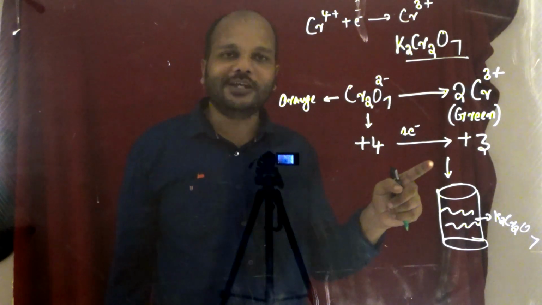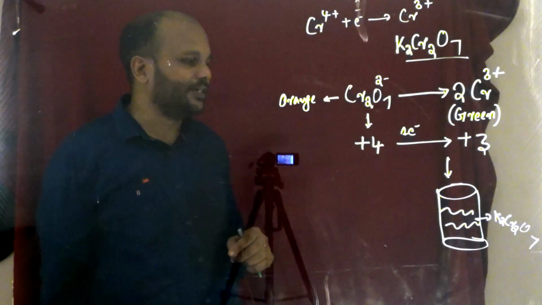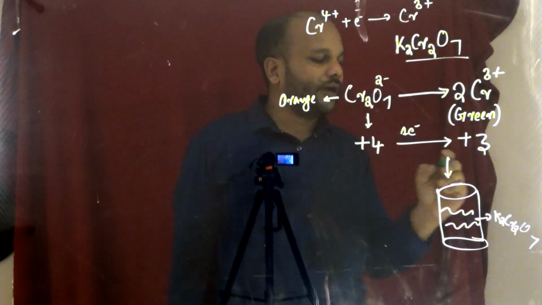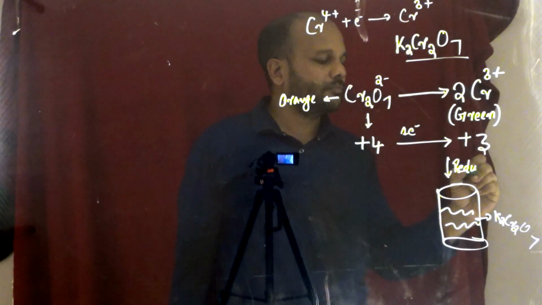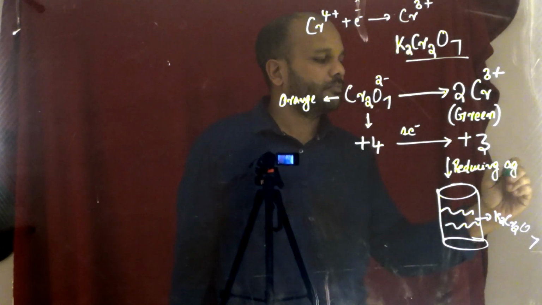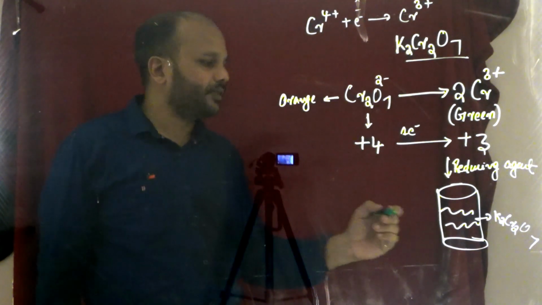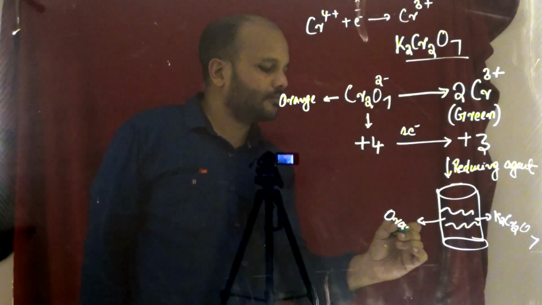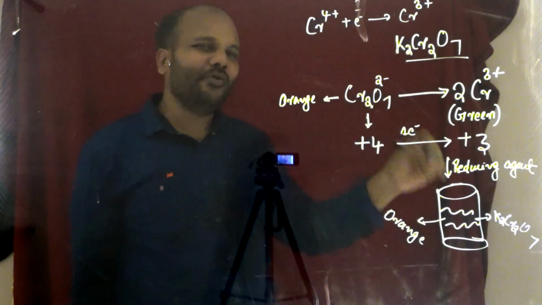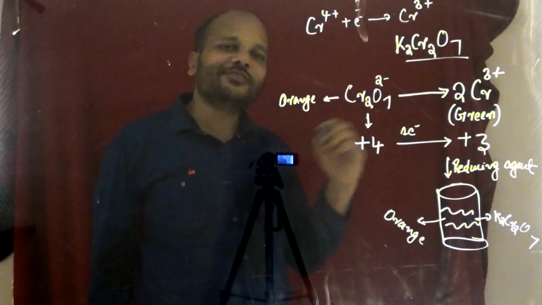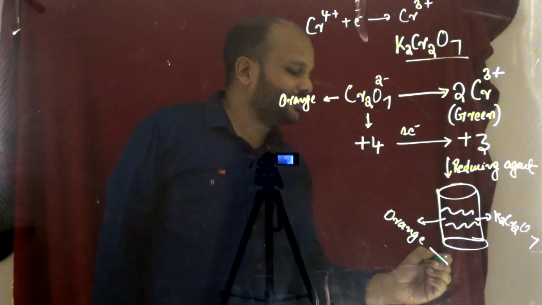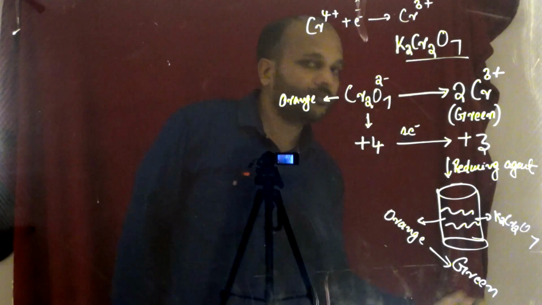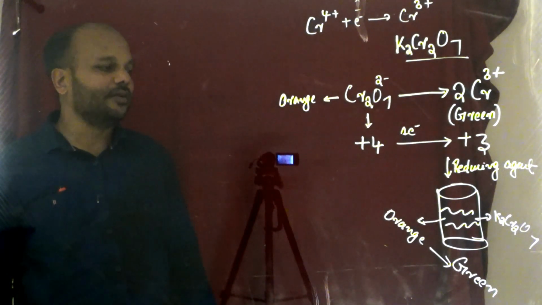So if I add some reducing agent, what shall be the occurrence? Say you are adding a reducing agent. See, now K2Cr2O7, the color is orange. You keep on adding this reducing agent. After some time, this color changes to green color.